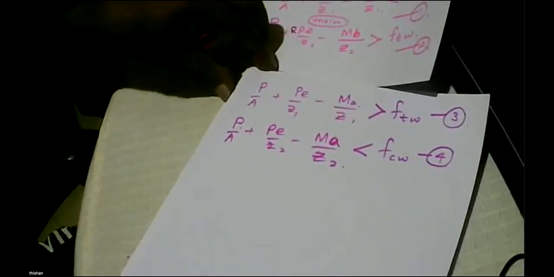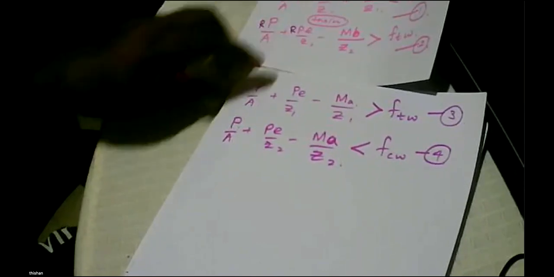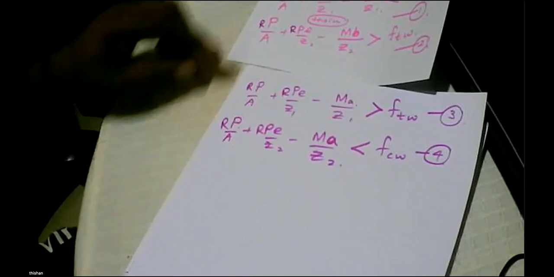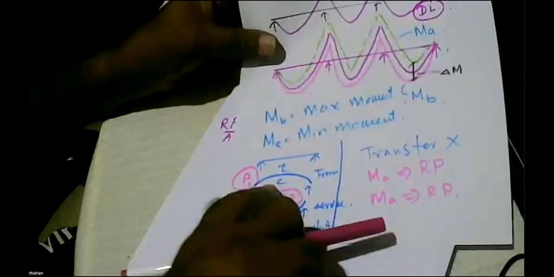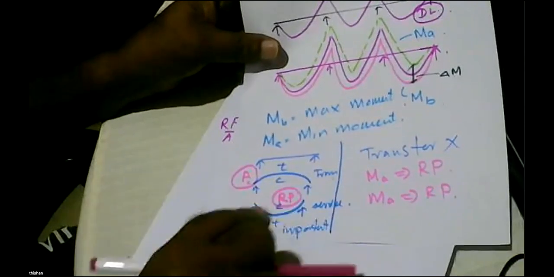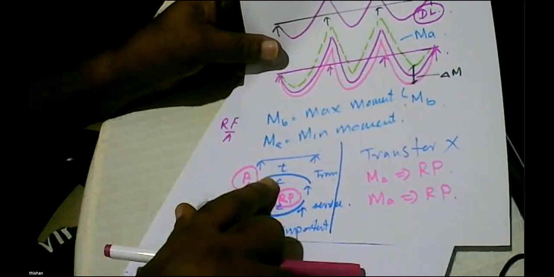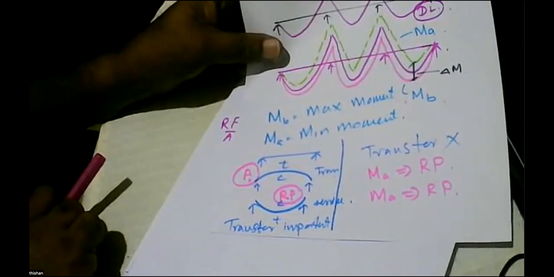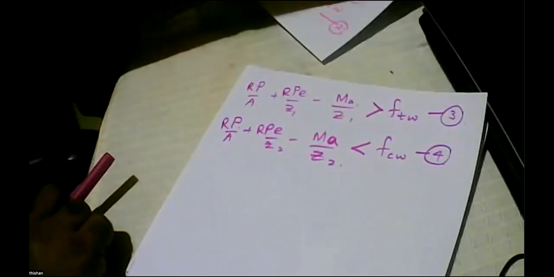Why? Because we are dealing with a situation where we are considering a bridge in use. So there can be 2 types of failures. One is this type of failure, the other one is this. So we first considered this failure, and now we are considering this particular failure. This will occur when the bending moment is maximum, and this will occur when the bending moment is minimum. So that's how you are looking at it. Right? So we get 4 equations.